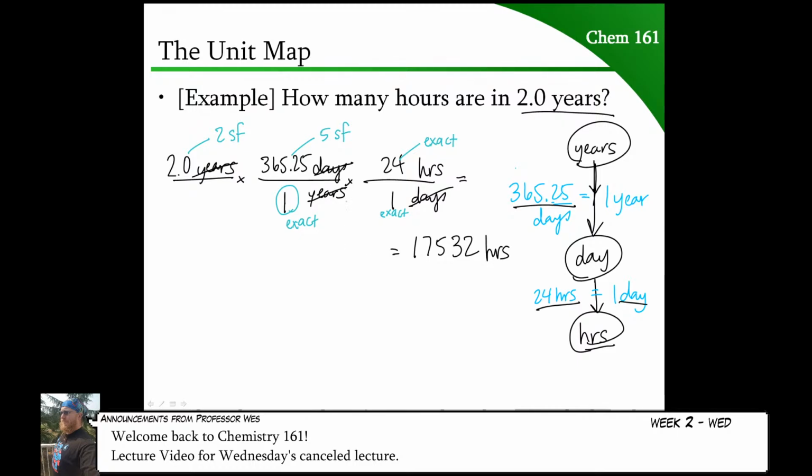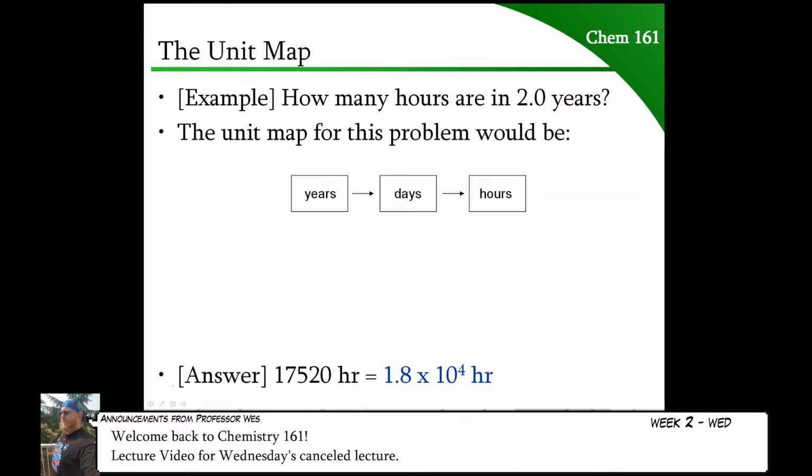So, looking at all of this information, I've got 2 sig figs and 5, so my answer should only have 2 sig figs. So we're going to report this as 18,000 hours. All right, I had to hit clear because a bunch of text is going to appear to do this. There you go.